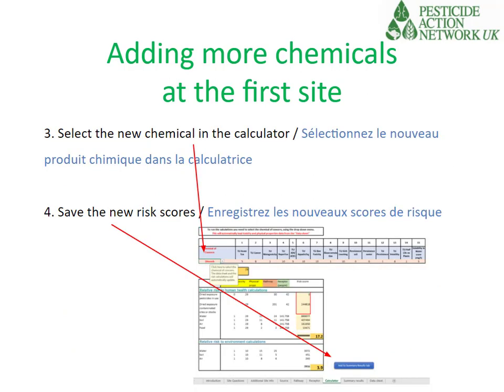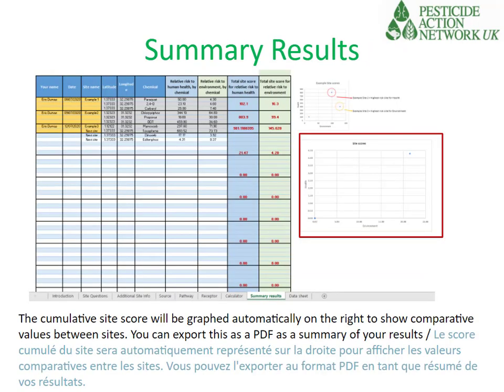Next, after you select the chemical in your calculator, you just need to save the new risk scores, and these will be added to the Summary Results tab. In the Summary Results tab, you will see there is an example in the first 3 rows. You can delete these, but this is also just showing you what an example can look like.